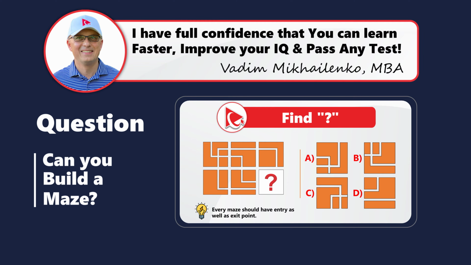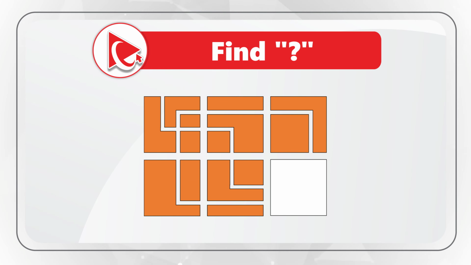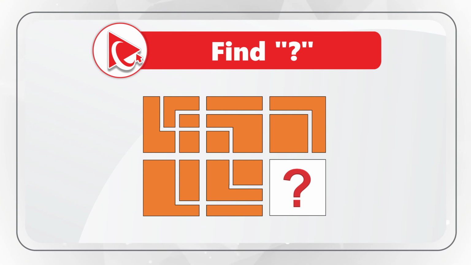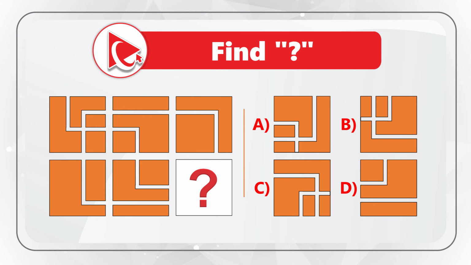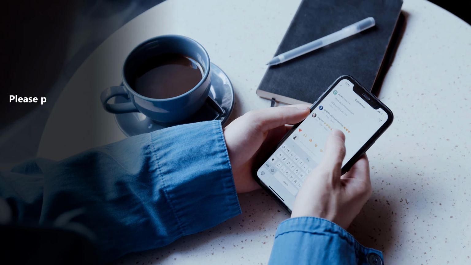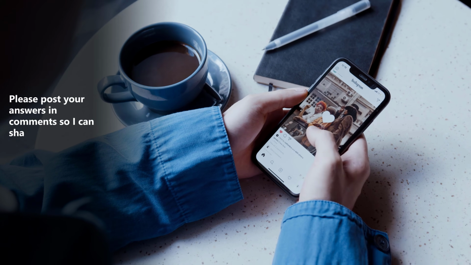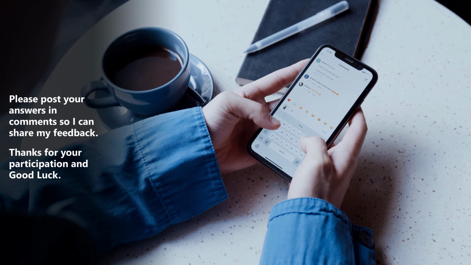And now I have a surprise question for you. You're presented with the maze, which misses one section. You need to complete the maze by selecting one out of 4 possible choices. Choices A, B, C, and D. Take a close look to see if you can find the missing piece. And once ready, make sure to post your answer in comments so I can share with you my feedback. Thanks for participating and good luck.